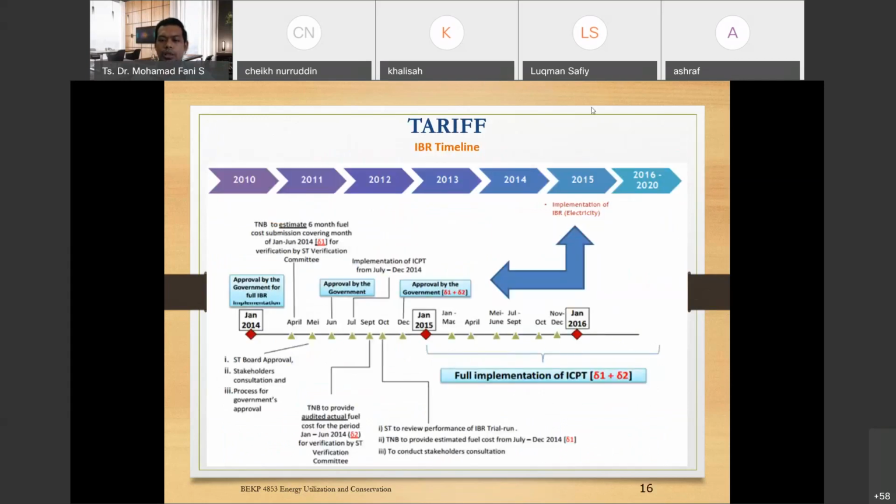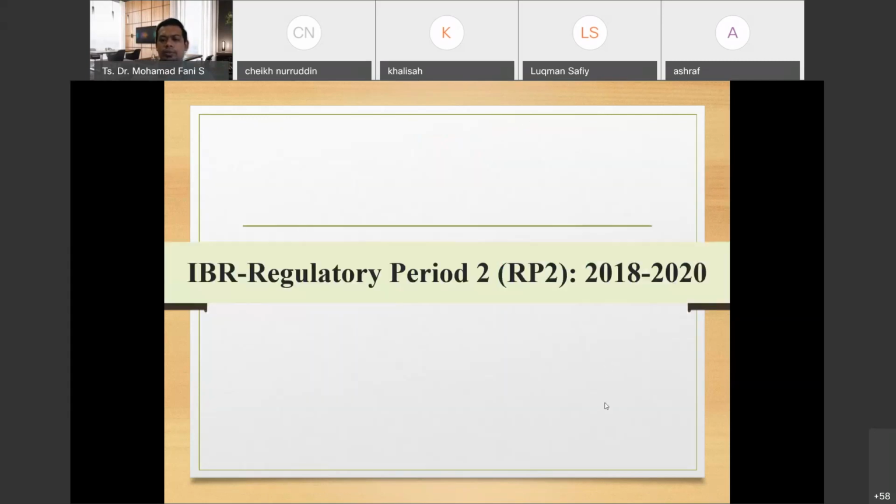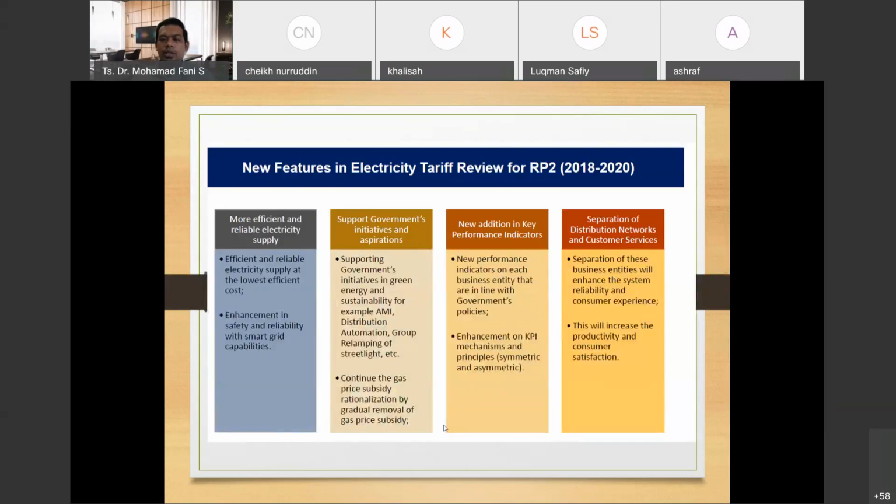and for the regulatory period, this 2014 was the trial for the IBR, and from 2015 until 2017 is regulatory period 1. And regulatory period 2, RP2, started in 2018 until last year. So what are the new features for the RP2?